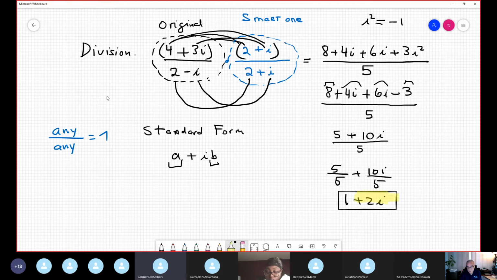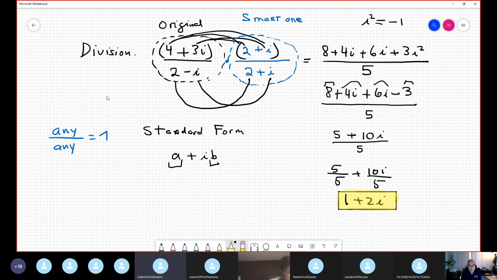Any question? Division of the complex number. Let me summarize, recap. When you perform division, you create a smart one. The smart one is formed by the conjugate of the complex number in the denominator of the original expression.